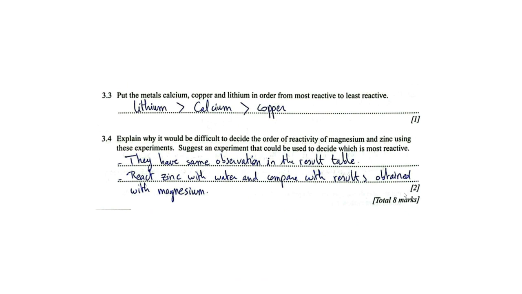Okay. The other thing you could do is try a displacement reaction. So you would have magnesium reacting with a solution of something. If there is a change in temperature, it means the reaction takes place. It means magnesium is more reactive than zinc.